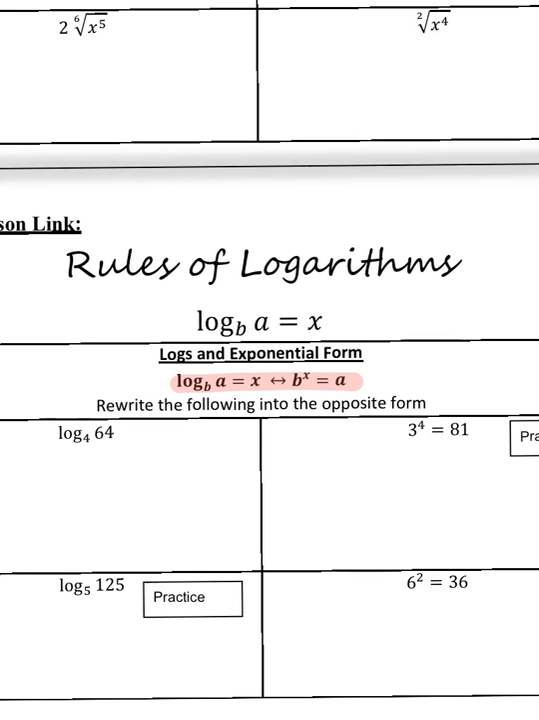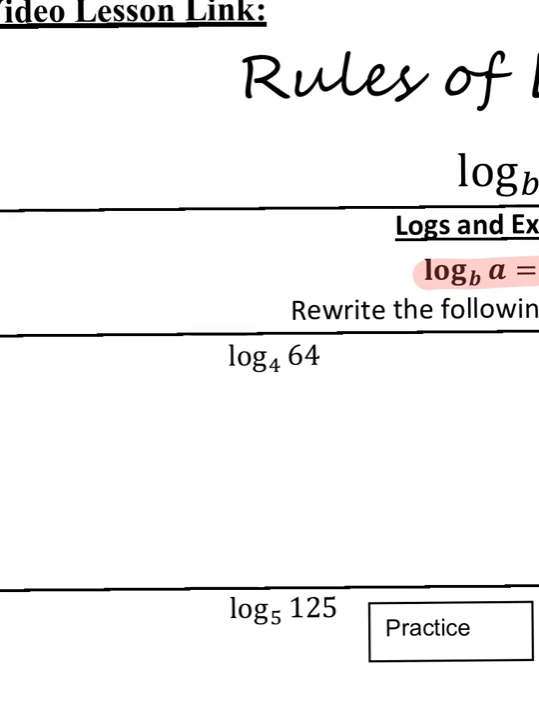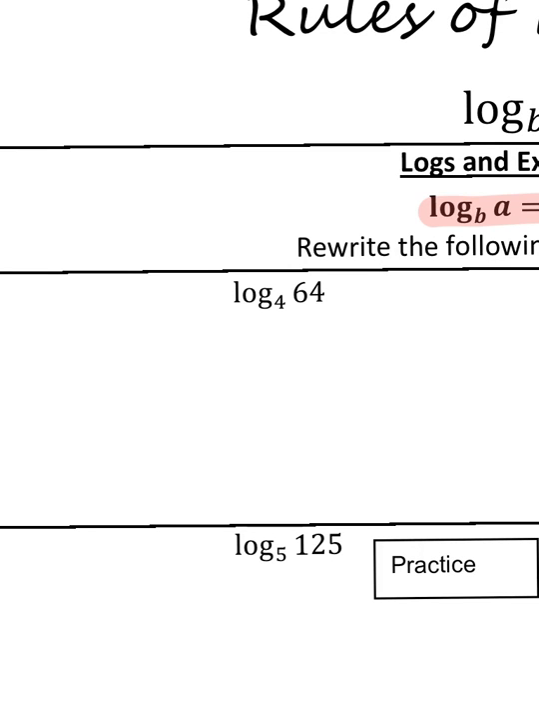So the first one we have is log base 4 of 64. That is currently in log form because it has the symbol log in it. I want to rewrite it into exponential form. So really this needs to have an equals x behind it. So I'll put equals x because I don't know what it equals.